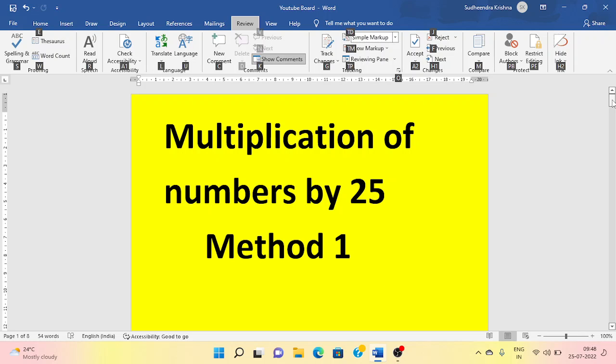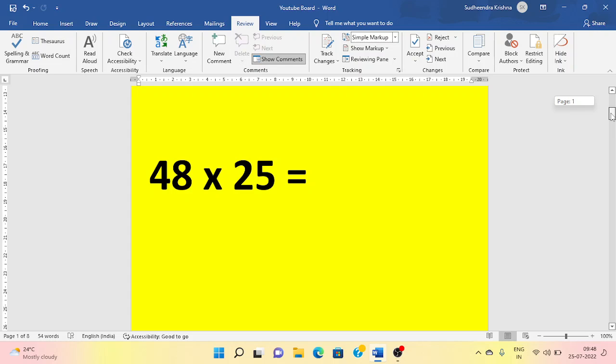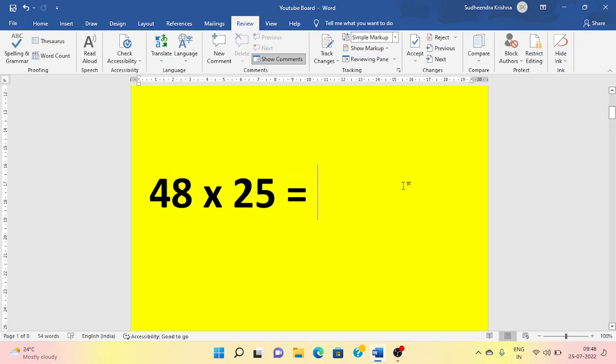The first method is also called the division method. I have taken a simple example, 48 into 25. I have to multiply 48 with 25. Whenever you are multiplying a number with 25, you divide that number by 4. So 48 divided by 4 will give you 12. This will give you the left portion of the answer.